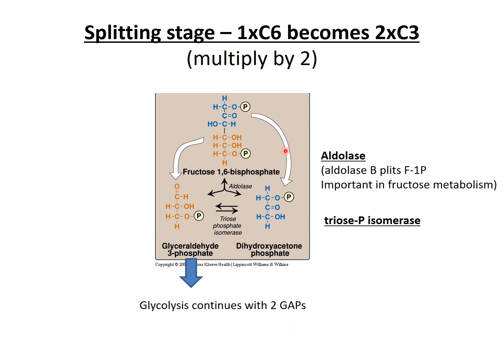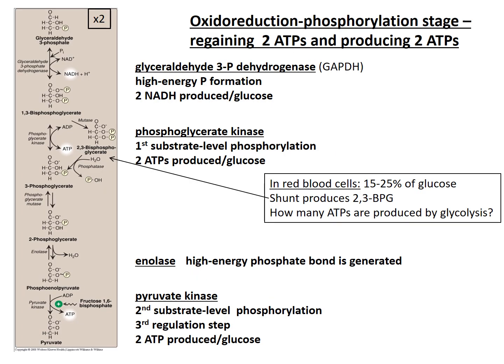Second is the splitting stage. Aldolase is the enzyme, and we end up with triose phosphates, 2 of them, which can be turned into each other. Why is it important to remember this? Because 2 3-carbon phosphates will be produced, but only 1 glyceraldehyde phosphate will be used to continue glycolysis. And finally, we enter the stage of oxidoreduction and phosphorylation, where we will gain that 2 ATP.